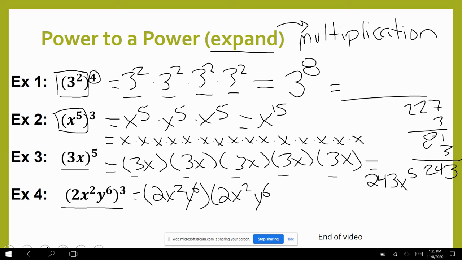So we have 2x squared y to the 6 times 2x squared y to the 6 times 2x squared y to the 6. Then when we perform the multiplication, we're going to multiply number by variable by variable. So start with the 2's. 2 times 2 times 2, or 2 cubed, is 8. X squared times x squared times x squared: keep your base x, add the exponents, which is going to give you 6. Same deal with y's. 6 plus 6 plus 6 is going to give you y to the 18th. So our final answer there is 8x to the 6th, y to the 18th.